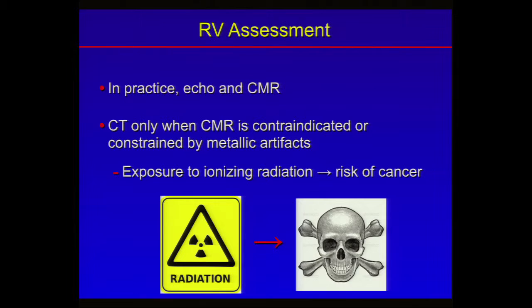So let's go through it in a little bit more detail. When it comes to assessment of the right ventricle, in day-to-day clinical practice, what we are talking about is mostly echocardiography and cardiac MRI. We use CT only when MRI is contraindicated or constrained by metallic artifacts. And I just wanted to remind you that exposure to ionizing radiation is associated with increased risk of cancer. It's a linear phenomenon, except when it comes to age.